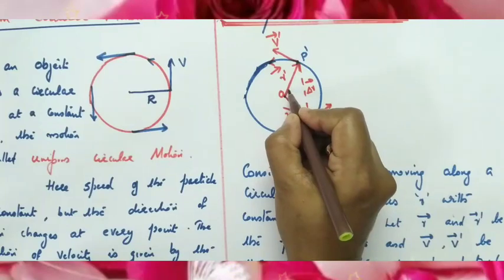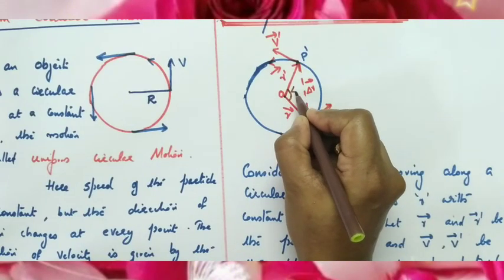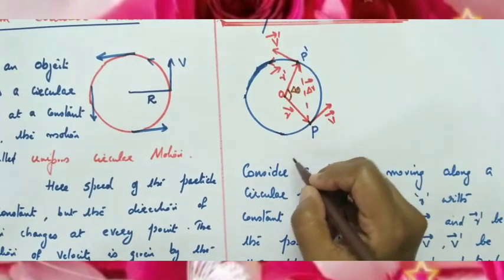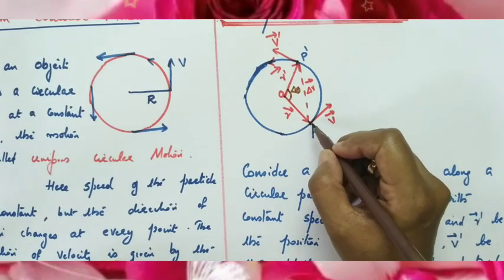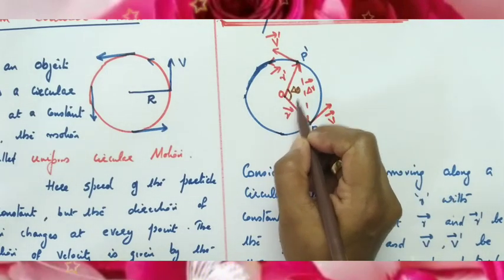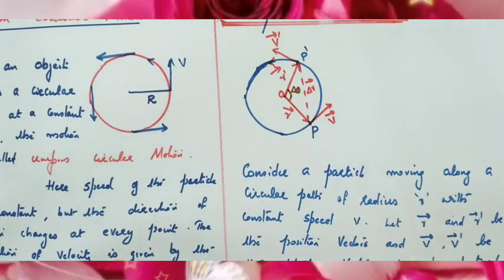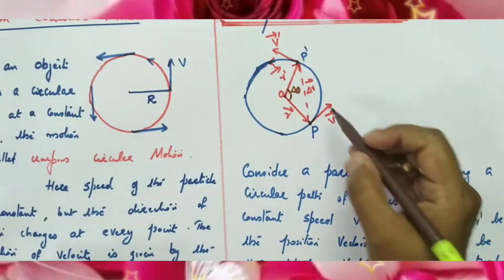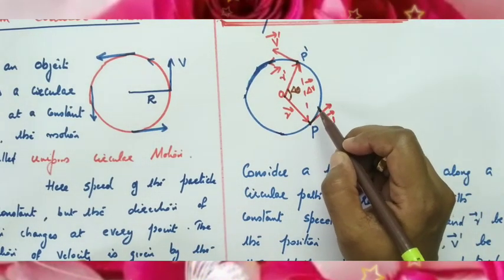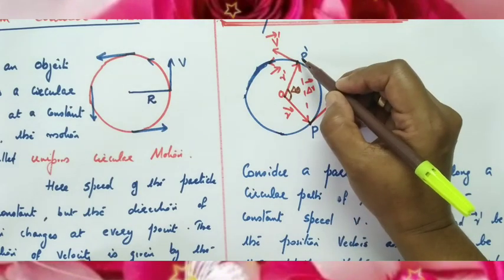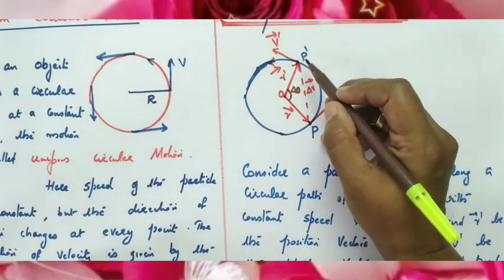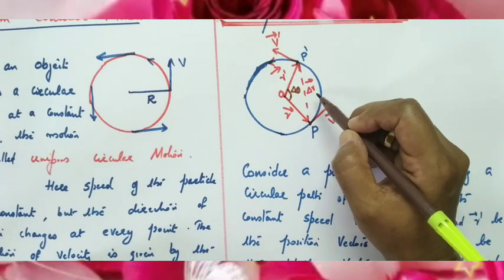Now delta theta be the small angle subtended at the center by the two position vectors. When the particle moves from P to P dash, it subtends a small angle delta theta at the center. Clear? Then delta r represents the displacement vector from the initial position to the final position. The displacement vector between P and P dash be delta r.